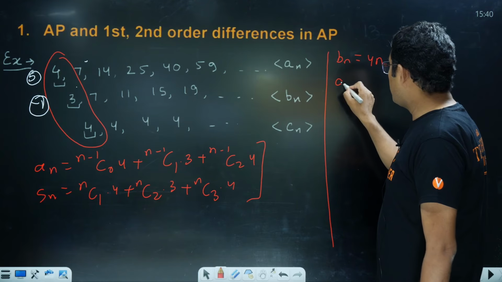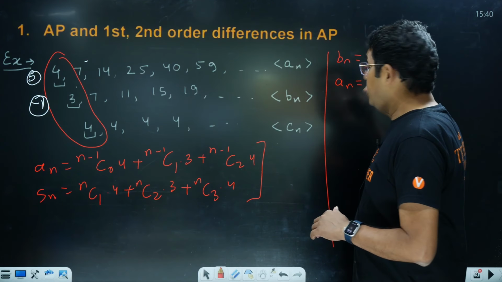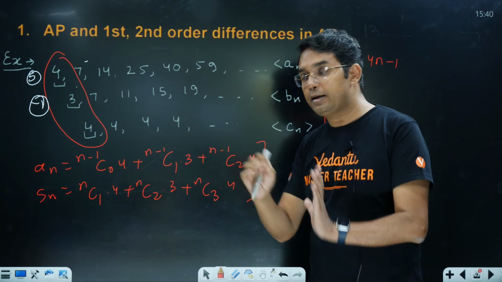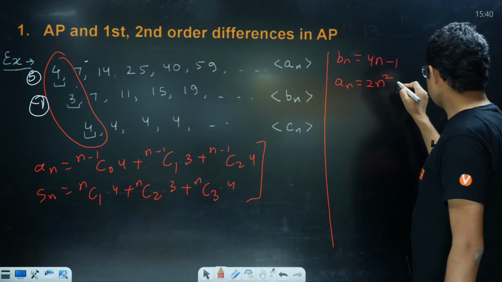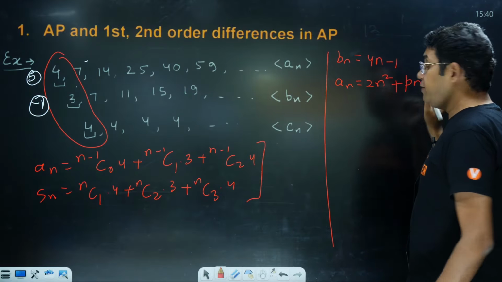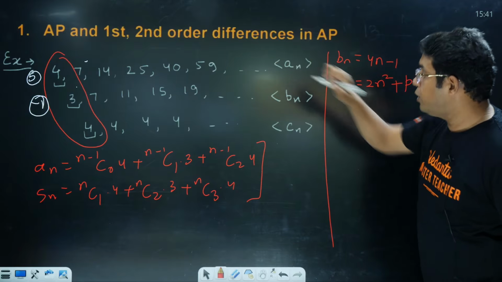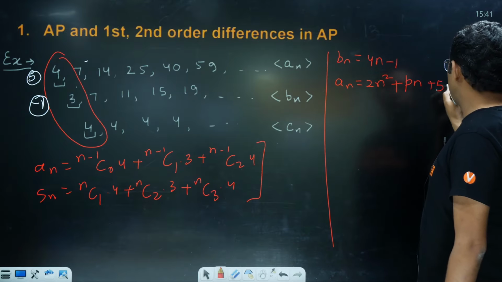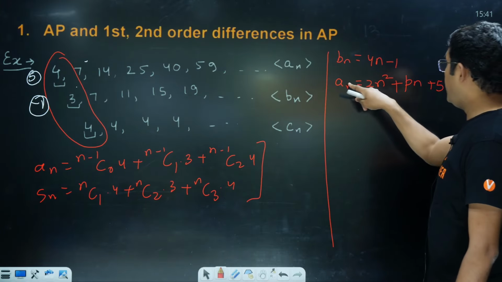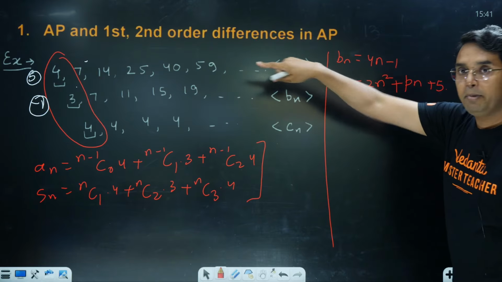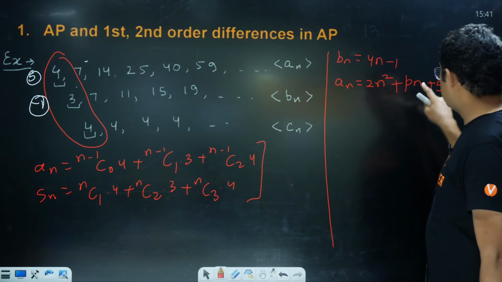Okay, now if we are looking for an, as I told you, it will be coming by integration of leading term to leading term. So for leading term, it will be 2n square. Then p into n for the term with n, and then constant term, that constant term will come from a naught always, so that putting n is equal to 0 matches with this thing. So we are getting an. Now to find an, one thing is remaining, p.